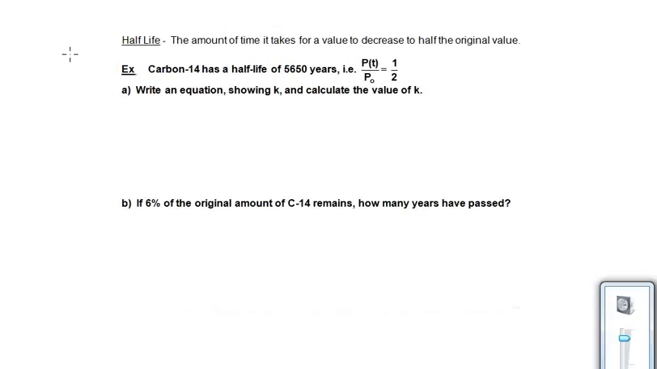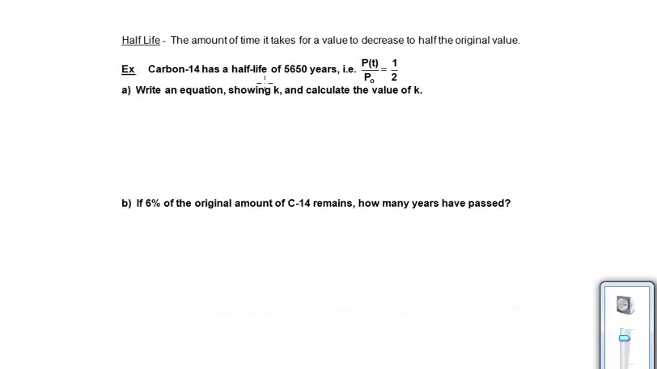One application which uses exponential functions is half-life. And half-life is defined as being the amount of time it takes for a value or quantity to decrease to half the original value or quantity. And the implication is that it will be decreasing exponentially. So we have an example.